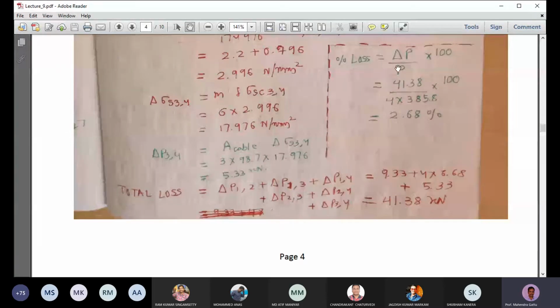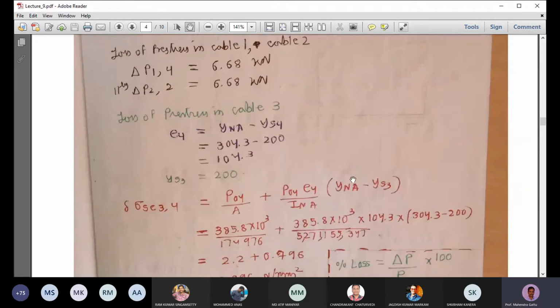So we can find the percentage loss of pre-stressing force. It will be delta P, which is 14.38, over the total force. Four cables are there, and the force applied was 385.8. We multiply by 100 to calculate the percentage loss. We are getting around 2.68. Okay, so if you apply 100 kilonewton, then what is retained is 98 kilonewton by this successive tensioning of cables.